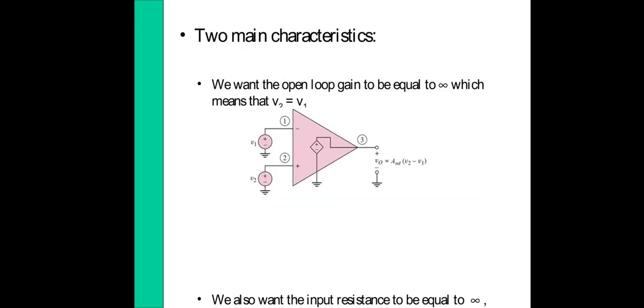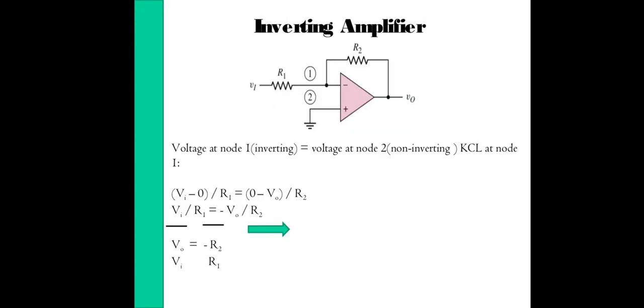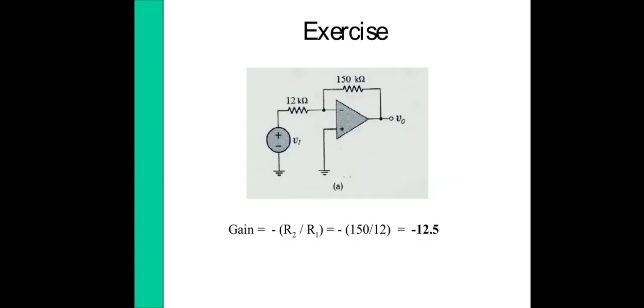Two main configurations of the IC: inverting amplifier and non-inverting amplifier. The voltage at node 1, the inverting input, is the same as at node 2. KCL at node 1 gives V0 equal to minus R2 by R1 times VI. The inverting amplifier gives 180 degrees of phase shift. In the exercise, the gain is R2 by R1 equal to 150 by 12.